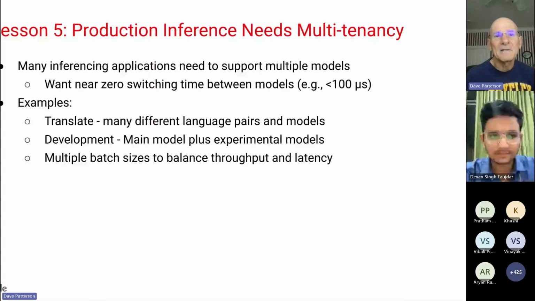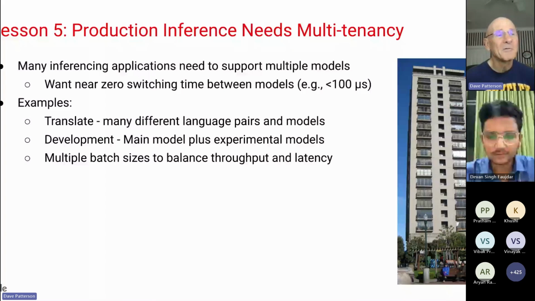And then the final lesson is some people will think about just running a single model at a time, but that's not the real world. Just like CPUs run multiple jobs, accelerators have to be able to run multiple models. And so you need to very quickly switch between models. Like for translation between different languages, it's not just going to be English and French or English and Spanish. There'll be lots of combinations. So you want to have lots of models there. And there are other reasons for that. But not surprisingly, like CPUs, you've got to be able to run multiple models at once, not just one at a time.